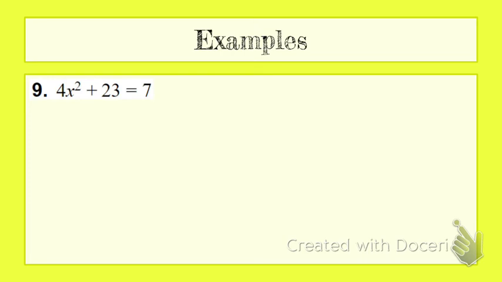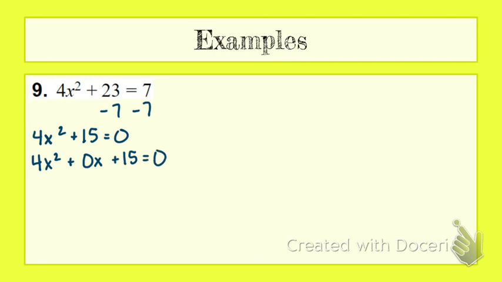And finally, number 9, the last example I'm going to do with you. Let's subtract the 7, get it over here, and we're going to have 4x squared plus 15. Now, the problem here is that we don't have a b term. So, we can just recognize that if there's no x term, then b must be 0. Or if it helps you to visualize it better, we can say 4x squared plus 0x plus 15 equals 0. Because we know that if we were to simplify 0x, it would disappear and we would just be left with our 4x squared plus 15.